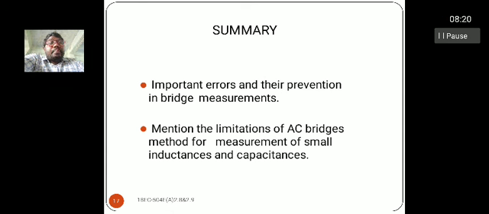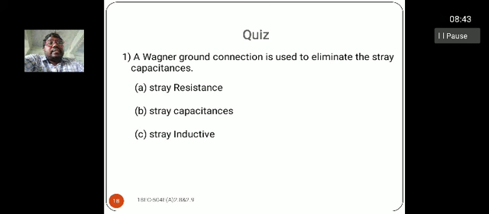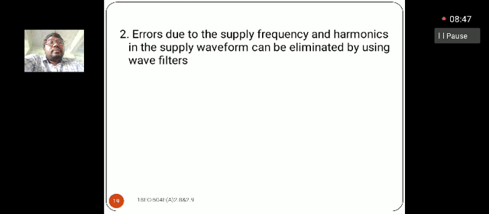Those are the important errors and their prevention in bridge measurements, and the limitations of AC bridges for measuring small inductance and capacitance. This is the topics I covered. One small quiz related question: a Wagner ground connection is used to eliminate the stray capacitance. Here the answer is stray capacitance.